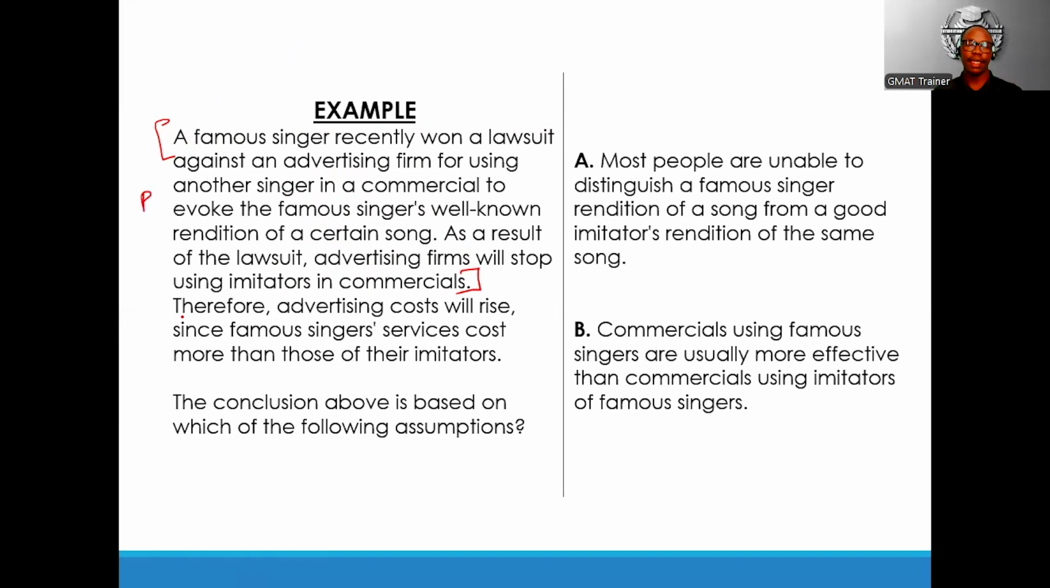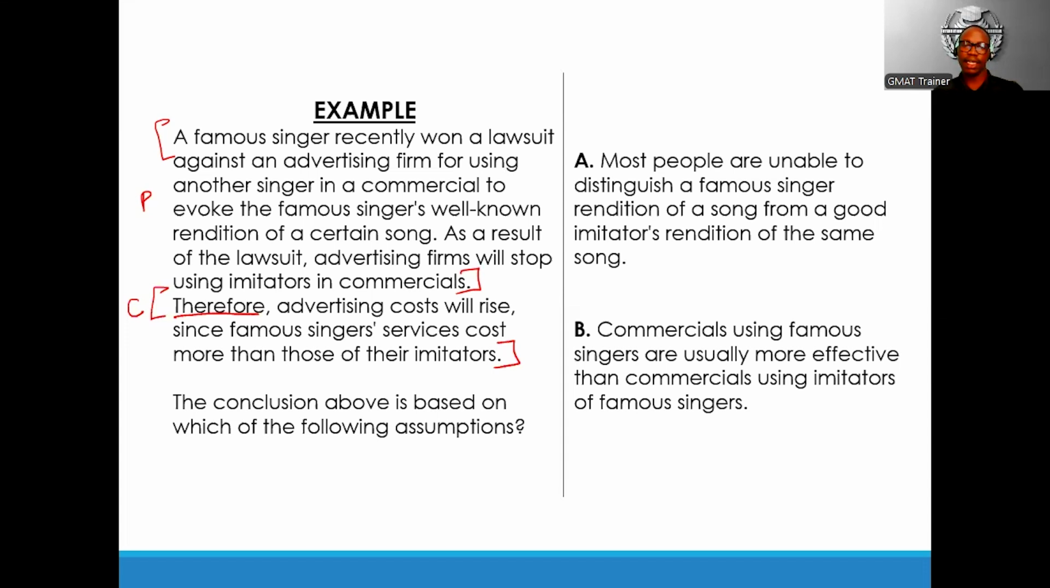It ends there. Then you have the argument's conclusion: Therefore, advertising costs will rise since famous singers' services cost more than those of the imitators. You can tell you have a conclusion here from the conclusion indicator, the subordinating conjunction "therefore." What follows is basically the author's opinion of the information they presented in the premise. Now, the question is, the conclusion above is based on which of the following assumptions? So we're looking for an idea that will link the argument's premise to its conclusion.